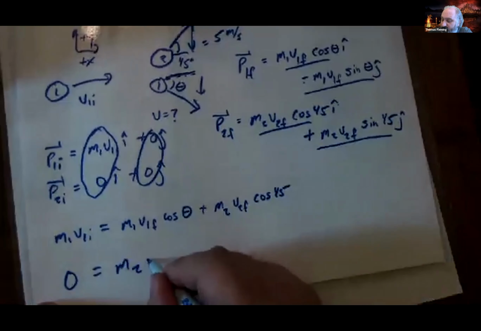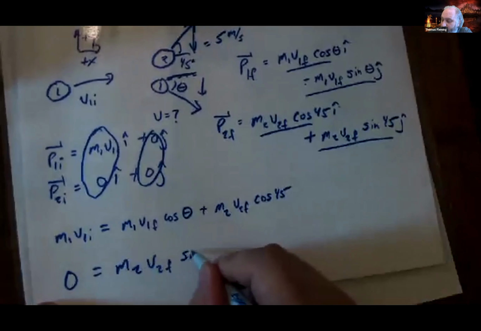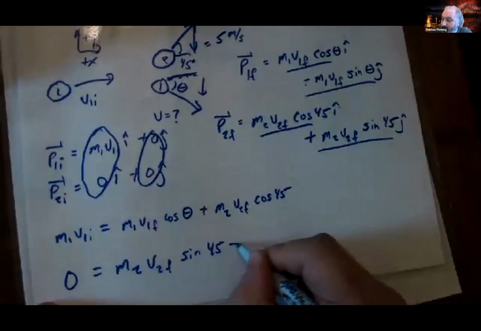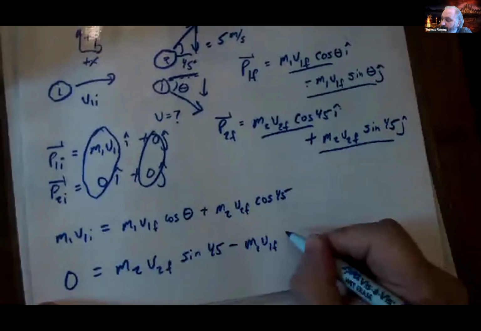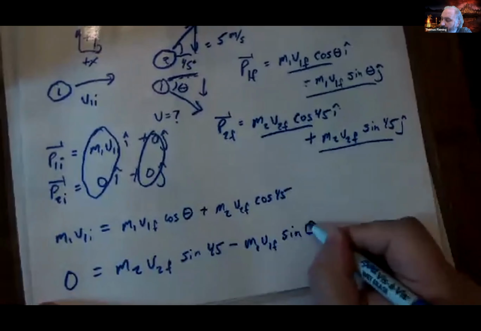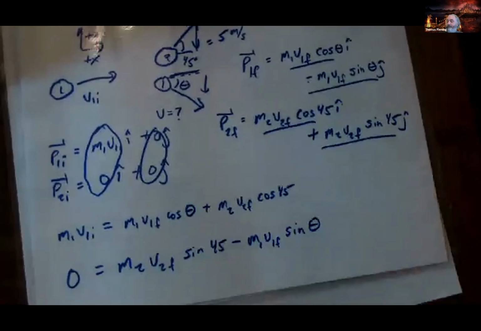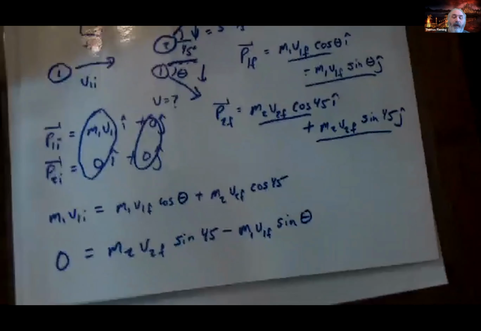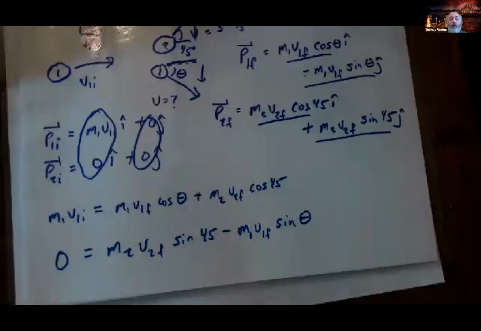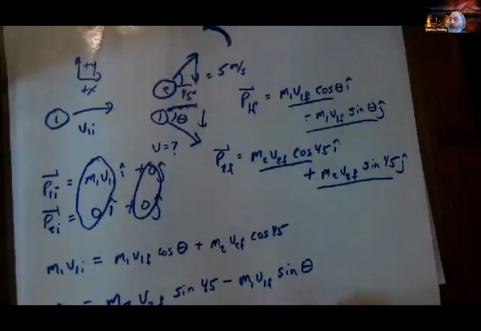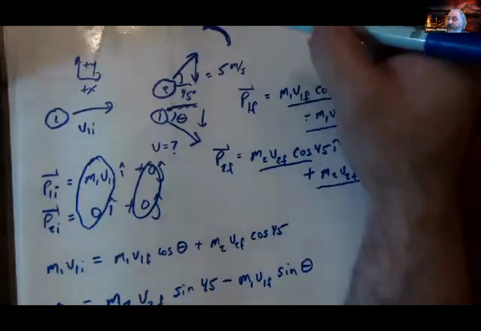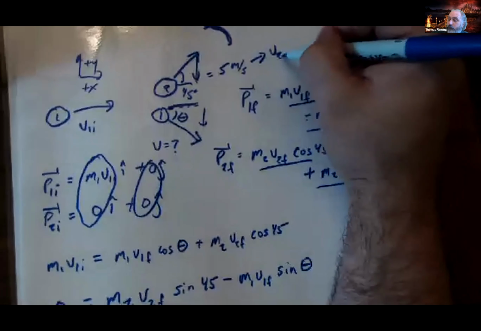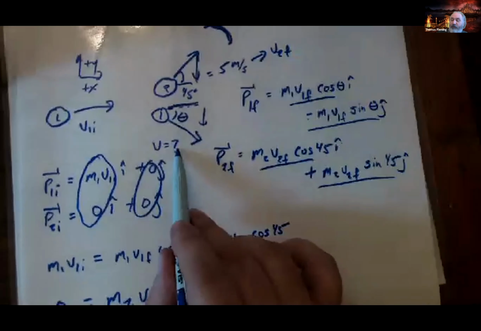So M2 V2 final sine of 45 minus M1 V1 final sine of whatever the heck theta is. And so now I have 2 equations and 2 unknowns. What are my 2 unknowns? Well, in the problem, I know that V1 final, or sorry, V2 final is 5. That was given. But V1 final is whatever this is.